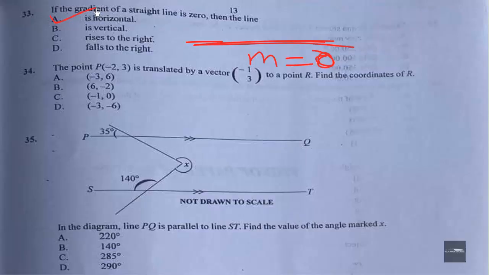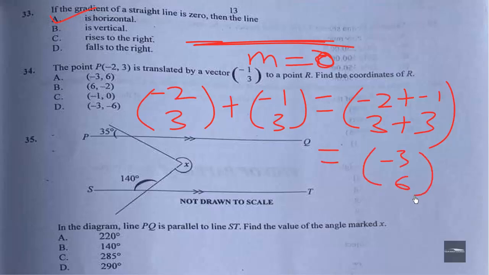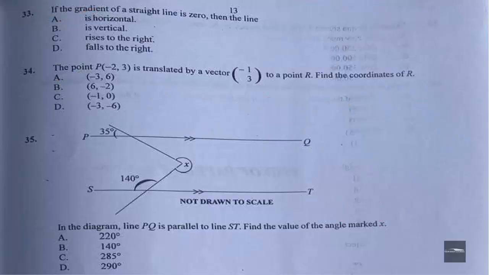The point P(-3, -2) is translated by the vector to a point R. Find the coordinates, so we add the translation vector, and that will give us -2 plus -1, so that will be -3, 6. So R will have coordinate (-3, 6). Option A.